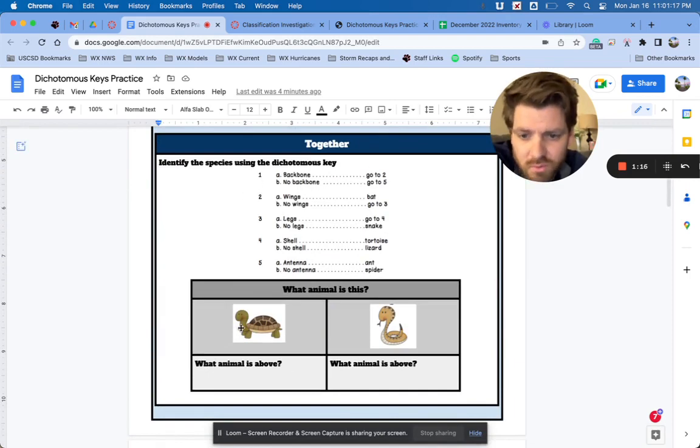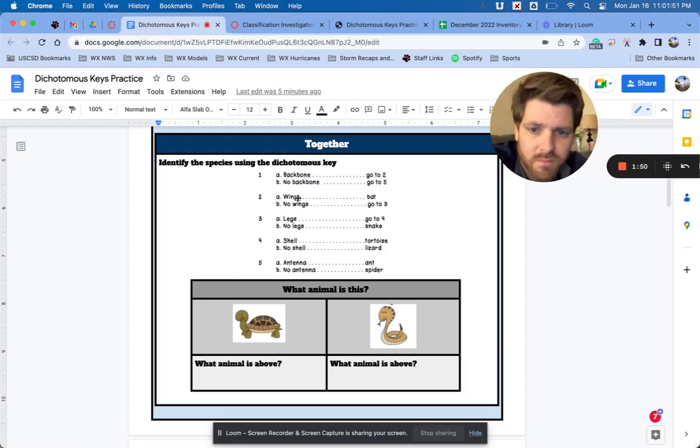Again, let's just say we were going to identify something, really simple, right here. We would simply follow the step, and then whatever we could identify as the characteristic, we would then follow the step afterwards. So we're going to start with number one. We're going to try to identify what this organism is. Now, obviously, some of you know what this is, but we're going to attempt to do it anyway. So start with step number one. Does it have a backbone or no backbone? This one obviously has a backbone. So because it has a backbone, it's going to tell us to go to step number two.